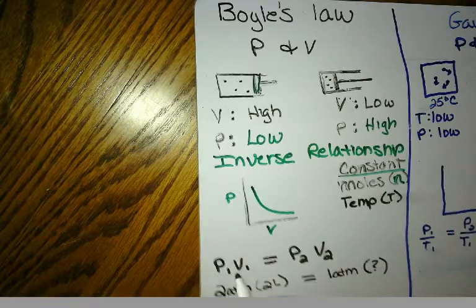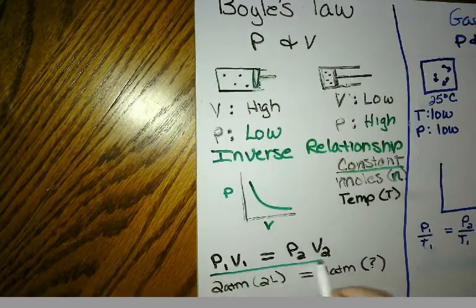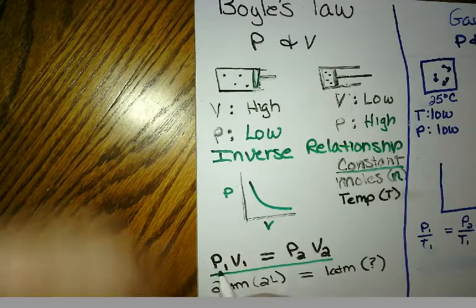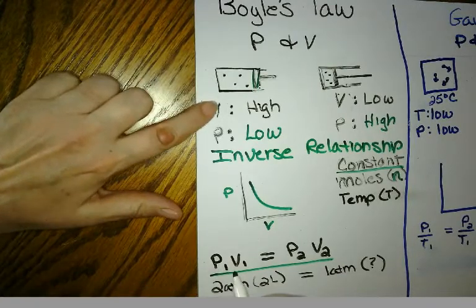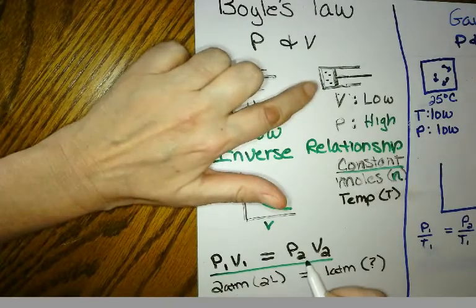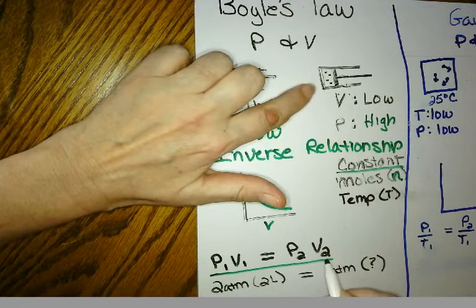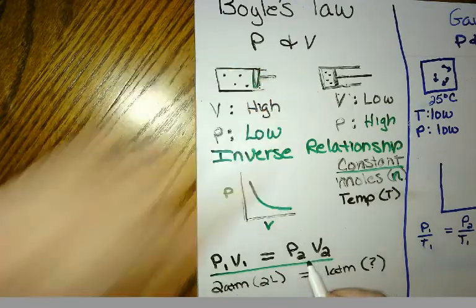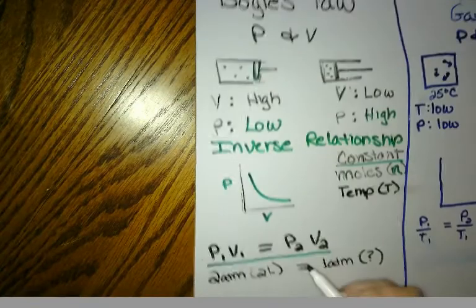And the math formula that we're going to be using for Boyle's law is pressure 1, volume 1. That's the initial pressure and the initial volume. Then I change it to a second condition. What did I change here? Well, I changed my volume. Okay, and I get a new pressure.